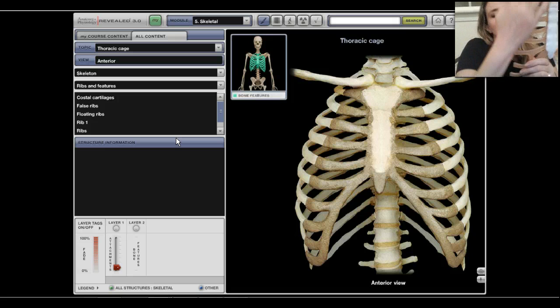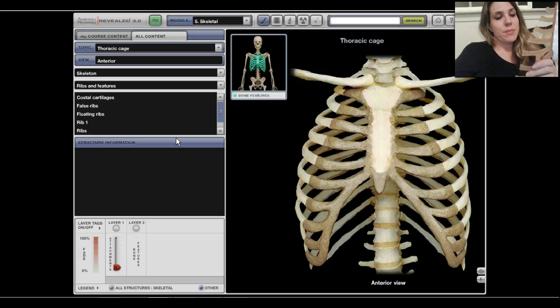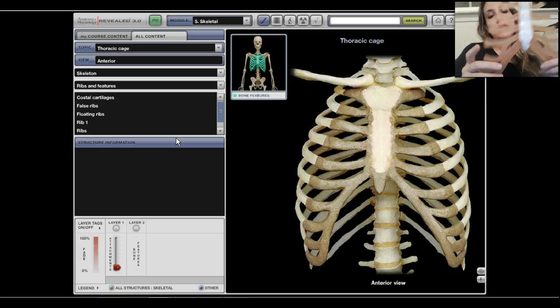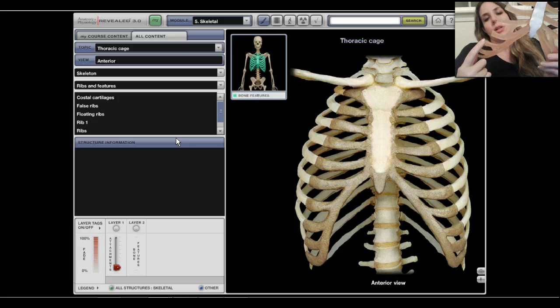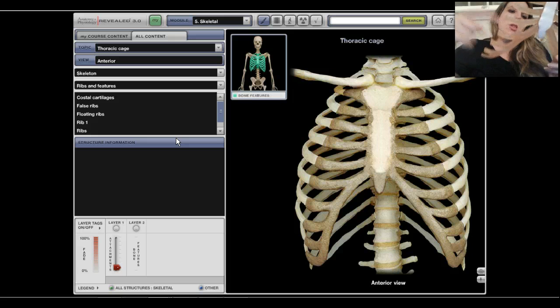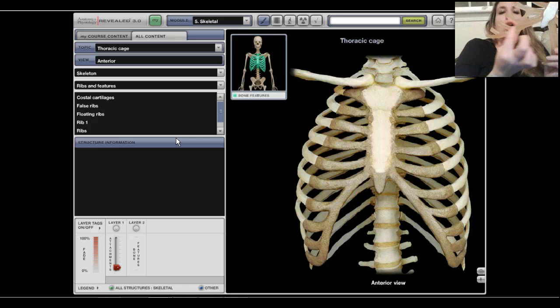Now there are a total of 12 ribs, but the first 7 of them are considered to be true ribs, while ribs 8, 9, and 10 are false ribs because of the cartilage. So ribs 1 to 7, the cartilage that attaches to them attaches directly to the sternum. Ribs 8, 9, and 10 all share a common origin of the cartilage, and for that reason they're called false ribs.